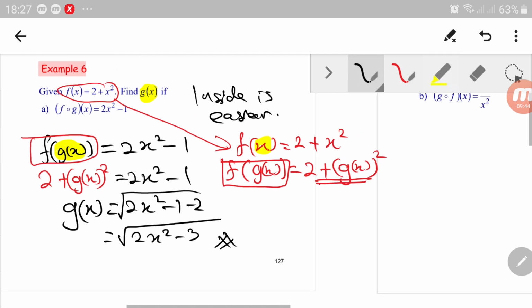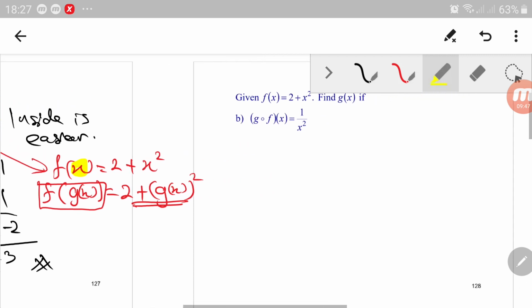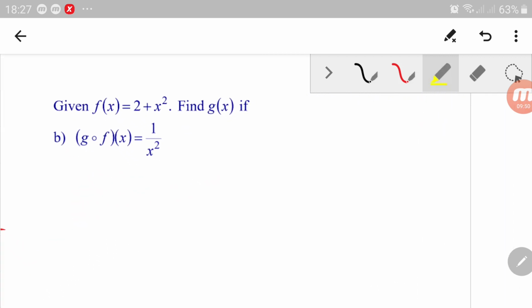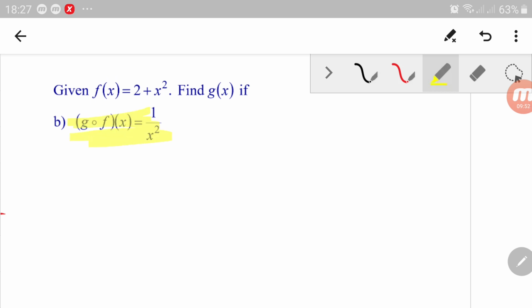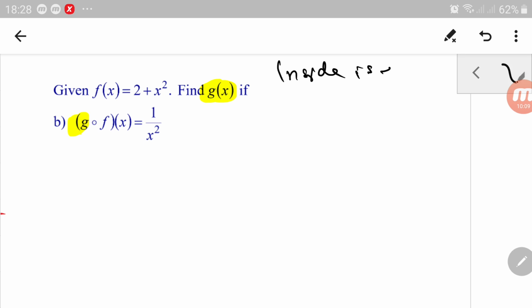Now let's look at the other one. Now we have another situation. We have a compound here, and then we have a single function here. Now, where is the gx that we need to find? You see it's outside, right? Just now I said inside is easier. Outside is also easy. Why easy?